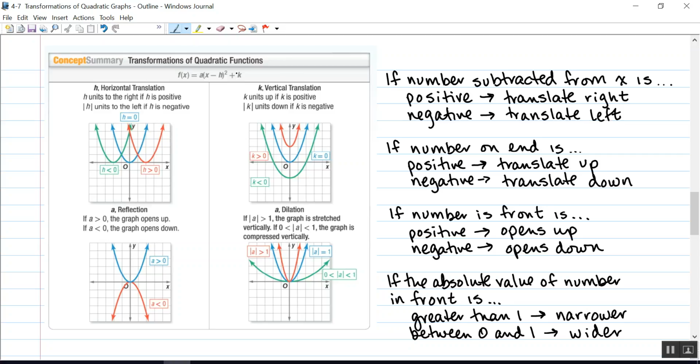k, the number outside, moves the function up or down. Up if k is positive, down if k is negative. If a is positive, it opens upward. We already knew that. If a is negative, it opens downward. If a is a number greater than 1, it's going to make the graph narrower, closer to the y-axis. So that would be this red parabola inside. And if a is a fraction between 0 and 1, it's going to make it wider, like this green parabola right here.